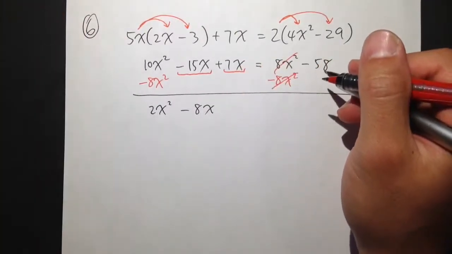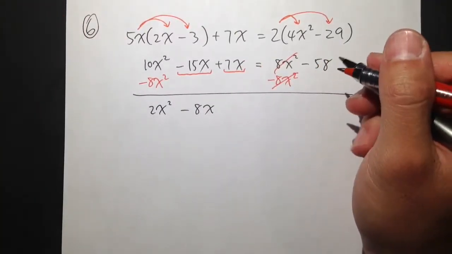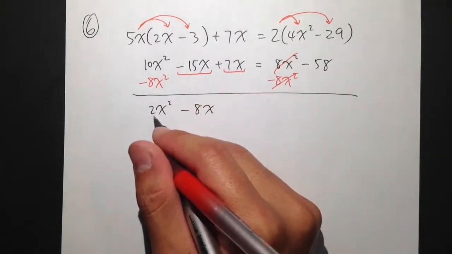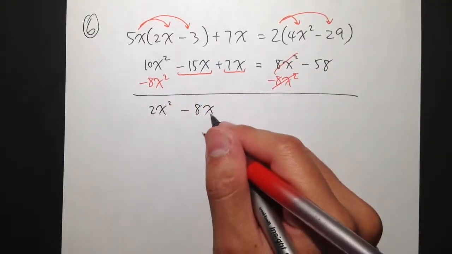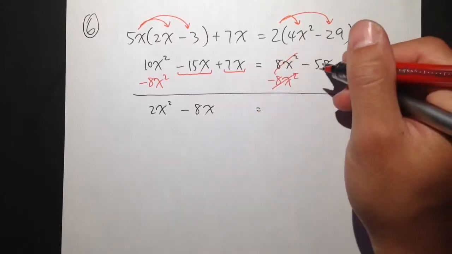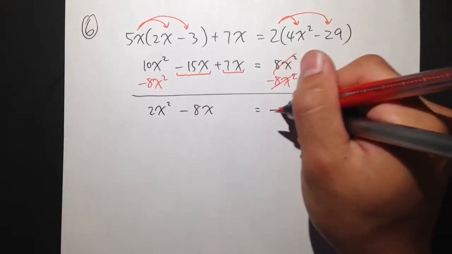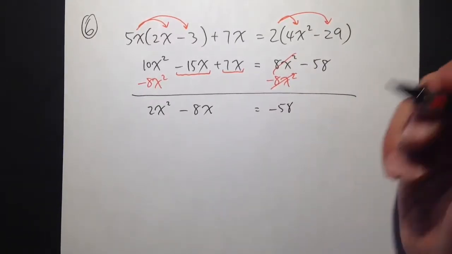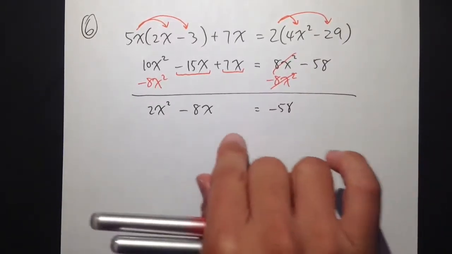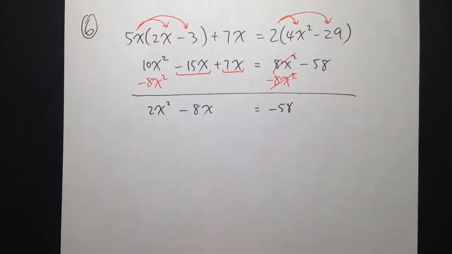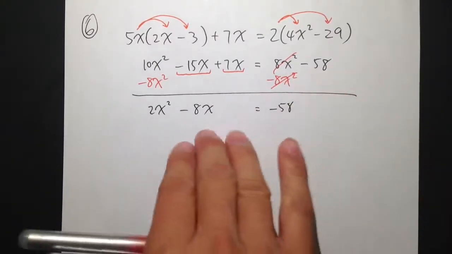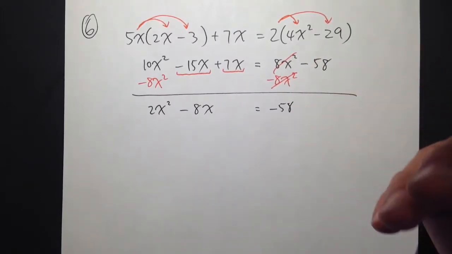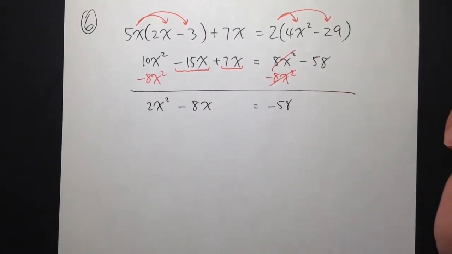It depends on which method you would like to use. If you want to do completing the square, we should just write it as 2x squared minus 8x, and since the number is on the right hand side already, let's just bring down minus 58 like this. Unless you want to use the quadratic formula, then you will have to make one side equal to 0. Or if you want to use factoring, then make one side equal to 0. But I think for this video, let's do this by completing the square.